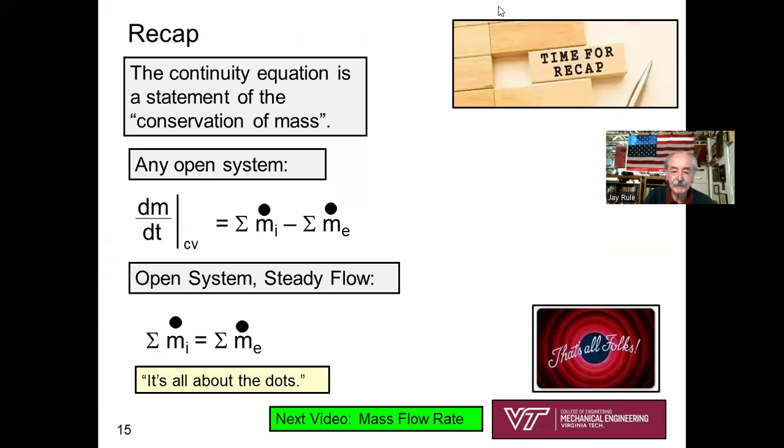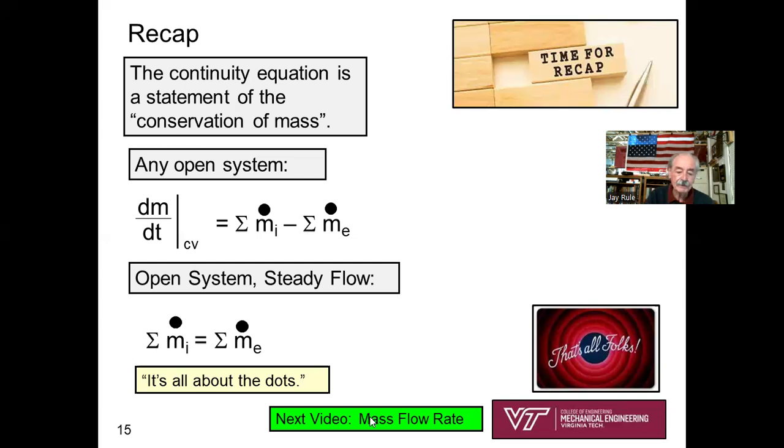So we've reached the end of this intro and statement of continuity for any open system. Continuity equation is a statement of conservation of mass. For any system, dm dt of the control volume is the sum of the mass flows in minus the sum of the mass flows exiting. For steady state, steady flow open system, the sum of the inflows exactly matches the sum of the outflows. And then my last remark, it's all about the dots. So please remember, it's all about the dots here for open systems. That's an important takeaway from this video.